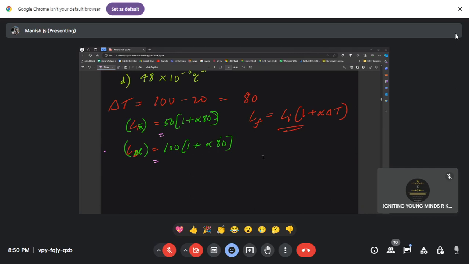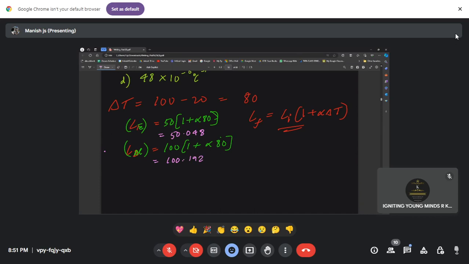Okay, for iron the answer is found out to be 50.048. I'm writing here, 50.048 is the final length. Same way here also it is 100 point, I'm giving the answer itself, so that is 100.192, children. These are the values. Once you simplify, you will get these particular values.